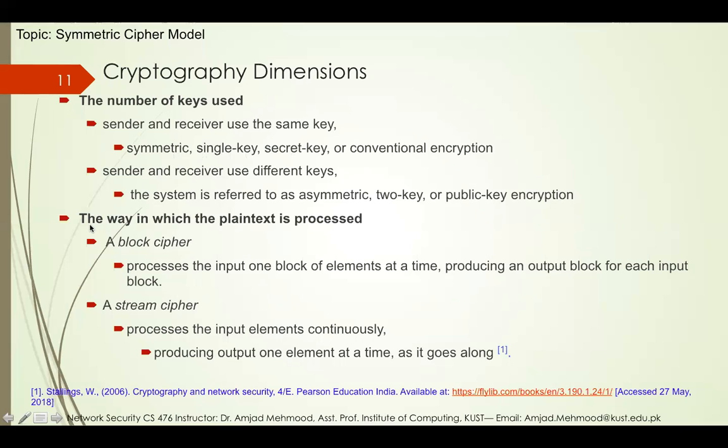The third one is the way in which the plain text is processed. Plain text can be processed as a block cipher or a stream cipher. In a stream cipher, normally it is processed one element at a time as it goes along. In the next lectures, we will go into the specific techniques of how block ciphers and stream ciphers are achieved.